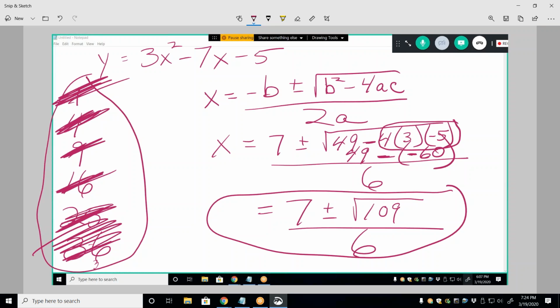And because the discriminant is a positive number, we know that it is 2 real answers. 2 real zeros, not imaginary. In other words, if that number is negative inside the radical, then you have 2 imaginary answers. And if it's exactly 0, then your answer is 7/6.